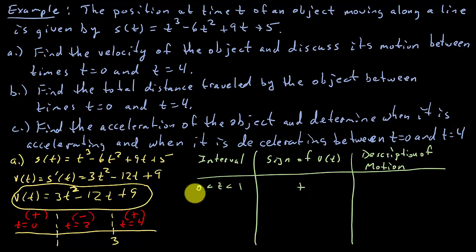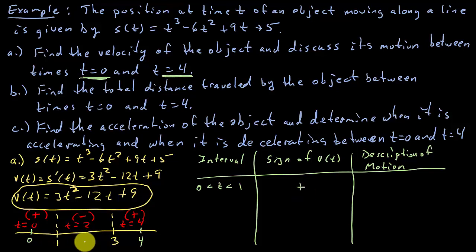Now, why did I choose 0 to 1? Why not -infinity to 1? Well, because the only time interval I'm interested in is from 0 to 4. So if I put my 0 here and my 4 here, I'm just worried about this interval, this one, and this one. I can see from -infinity to 1 it's positive, but all I care about is 0. So I know from 0 to 1, the sign of the velocity function is positive.